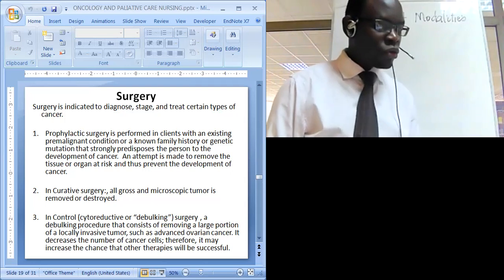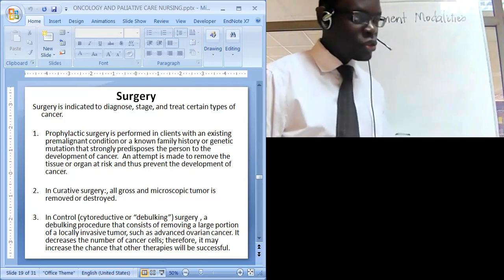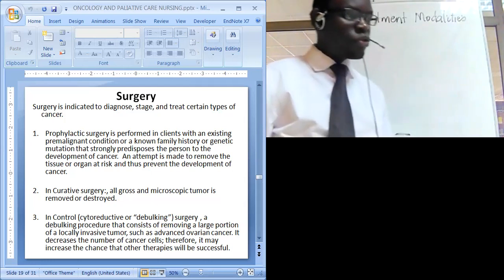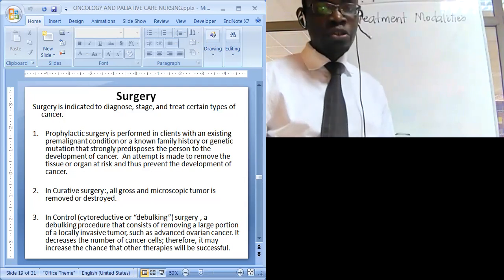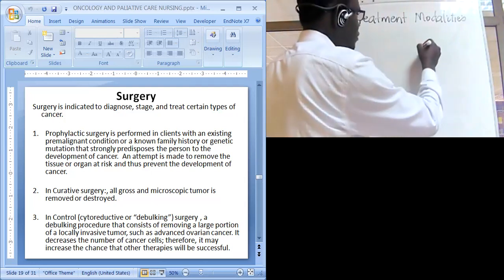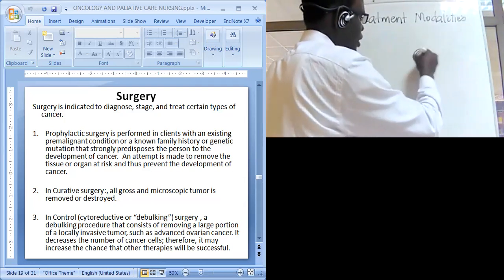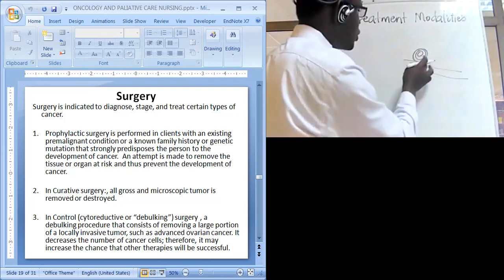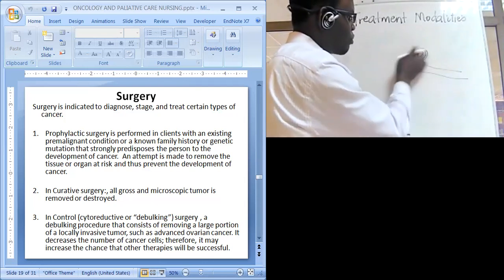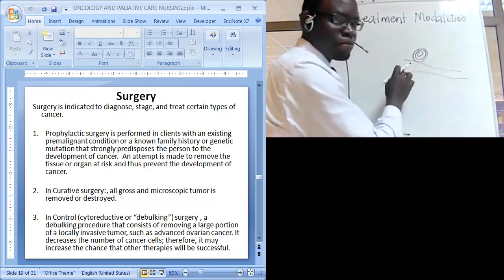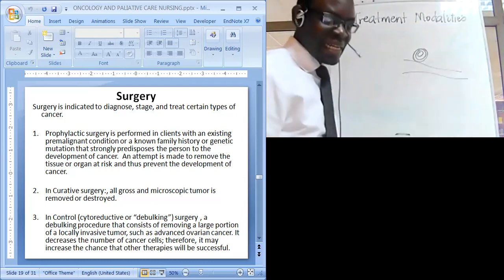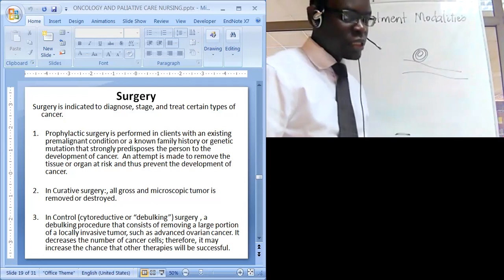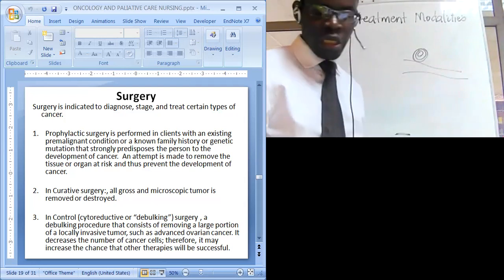And then in control surgery, a debulking procedure that consists of removing a large portion. So here in control surgery, we basically want to prevent things like complications. Like for example, you have a very big tumor. Let me say this is the tumor, and it is maybe compressing the aorta or maybe a blood vessel. So you debulk it, or you remove it so that the blood vessel stays patent. So that is what we call control surgery, which helps to debulk or remove a large portion of a locally invasive tumor.